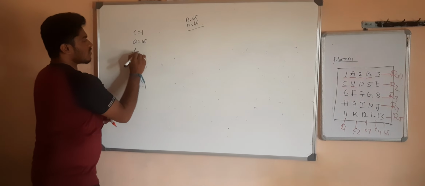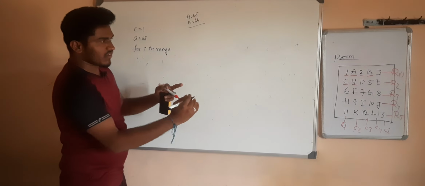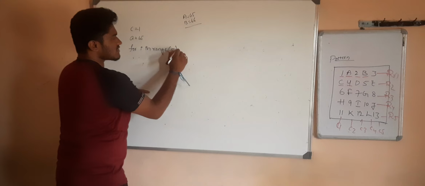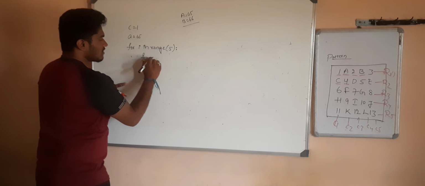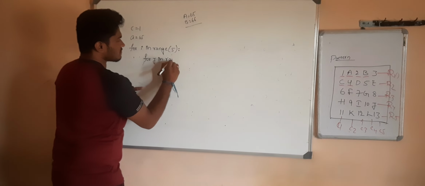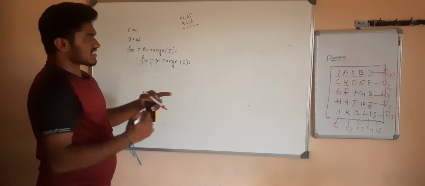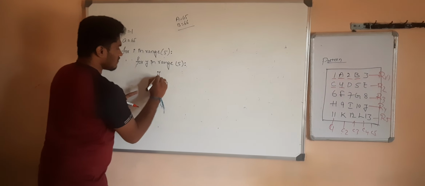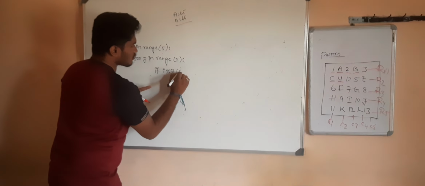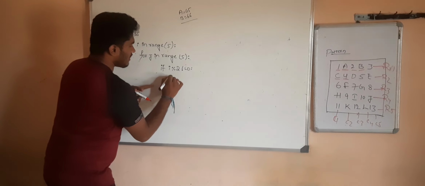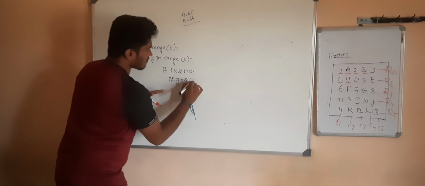So for that, for i in range, so we have 5 rows and 5 columns, right? So for that I am giving range as 5, and then we have 5 columns. So for that, for j in range 5. Okay, so the first condition is if i modulus 2 is not equals to 0 and if j modulus 2 is not equals to 0.